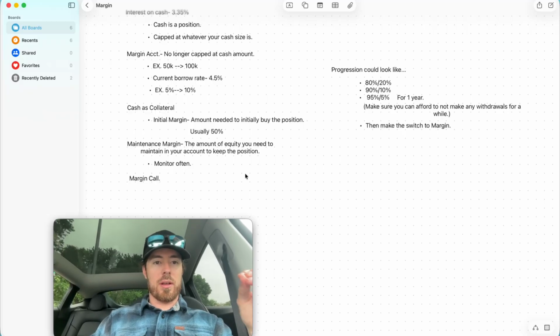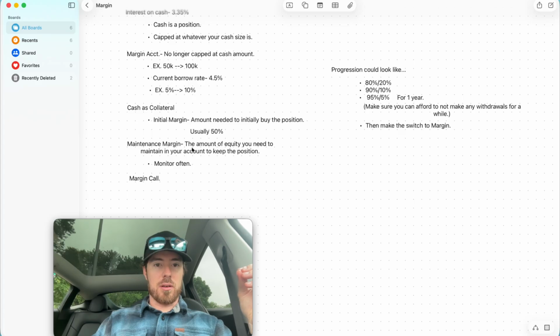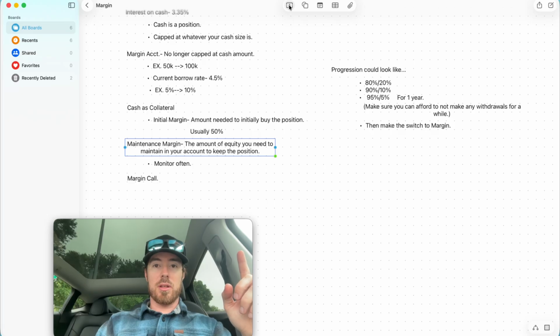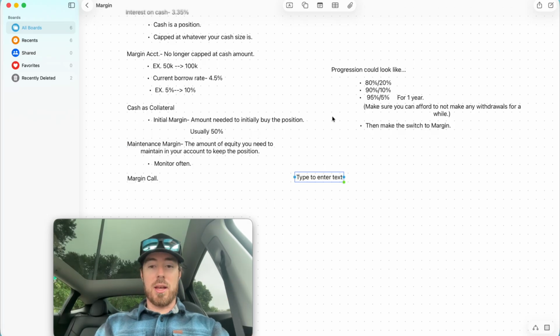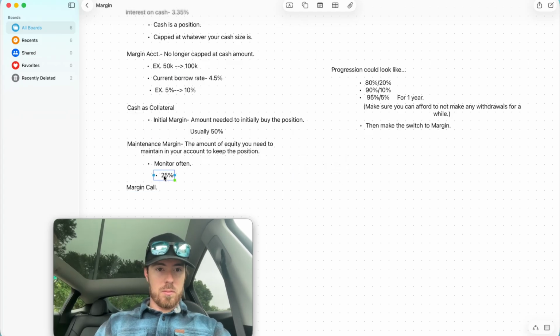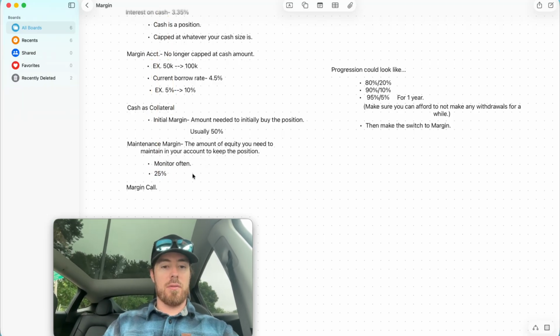All right, so I think I gave a decent explanation of maintenance margin. You want to monitor that, make sure that you have enough to be paying that off percent-wise. Maintenance margin is actually set by FINRA to 25%. Most of the time, your maintenance margin will be 25% of the size.